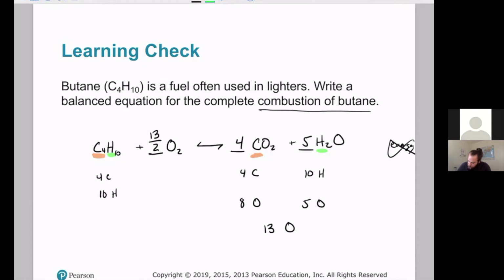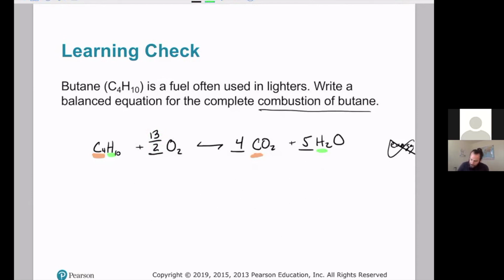So real quick, let's just note that I indeed have 13 oxygens over here too. So the numbers of carbons are the same, hydrogens are the same, and oxygens are the same. So everything's balanced. The only problem is I have this fraction here, which isn't legal. So I'm going to have to make that a whole number. That's actually really easy to do. Let me clean this up a little bit.